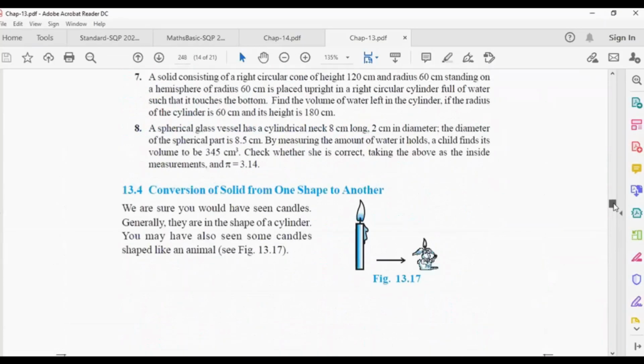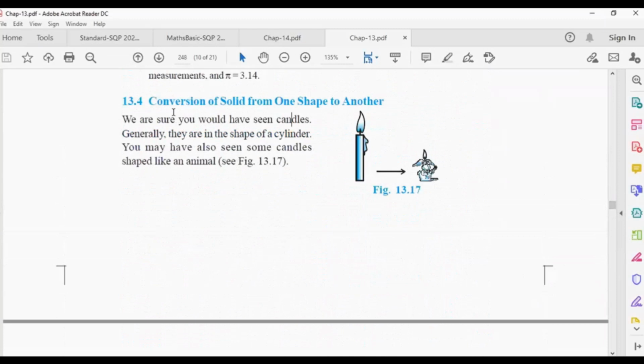Surface areas and volumes. This is the topic: conversion of solid from one shape to another. So the only remaining topic is conversion of solid from one shape to another. Some concept you want to understand.